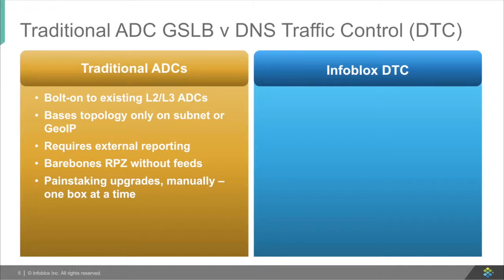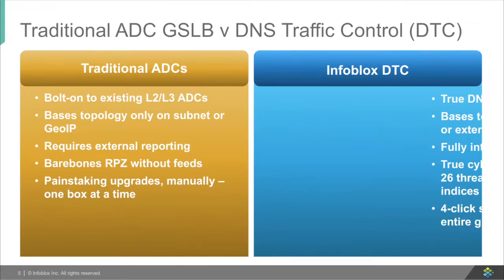So the traditional platforms are based on an existing layer 2, layer 3 load balancer, and they're bolted onto that. But because it's a separate system, it can't take advantage of EA information and requires you to build out either your own custom topology database or use some other GeoIP solution if you're doing it on the internet. And because they also don't have an integrated reporting solution. They may have RPZ capability or may not, but they don't generally provide RPZ feeds. And the process for upgrading those type of solutions is usually one by one, and it can be quite manual and arduous.